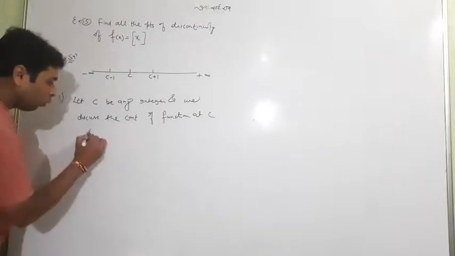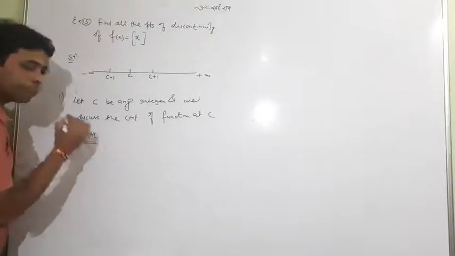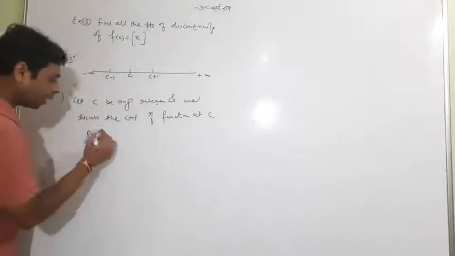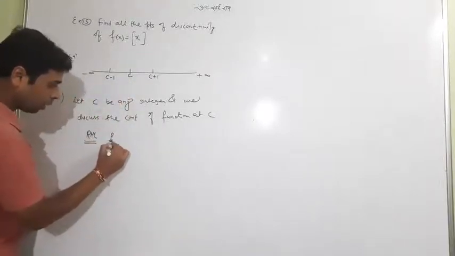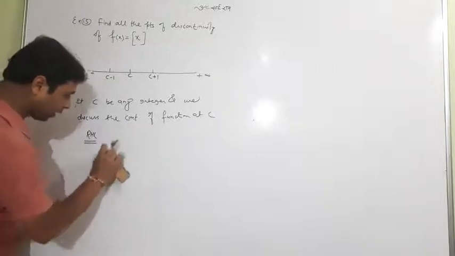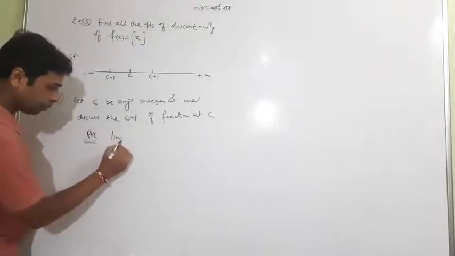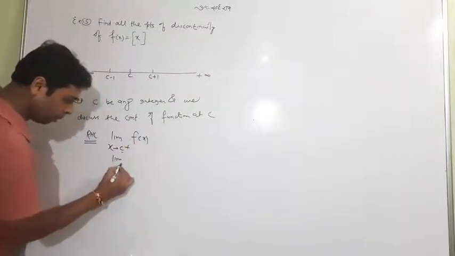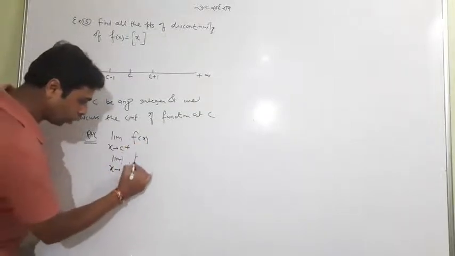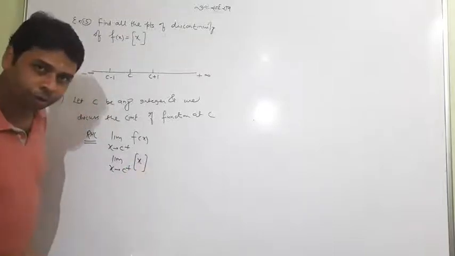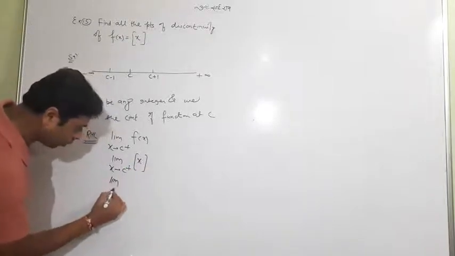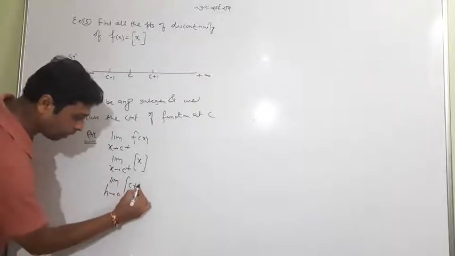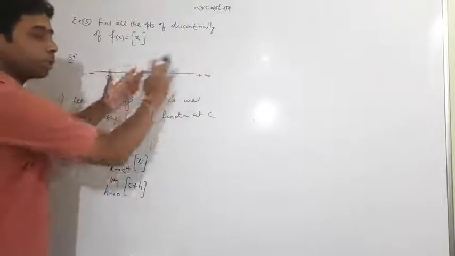Okay, so you know the so-called procedure: right hand limit at c, left hand limit at c, and the main value at c. Right hand limit: how do we start? Limit x tends to c plus of your function, the greatest integer function. Now I'll change it to h tends to 0. So instead of x it is c plus h.